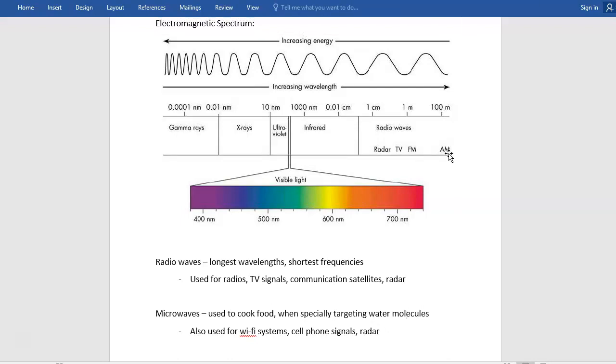Microwaves are probably most famous when we use them to cook our food, but that's actually a very specifically targeted range of microwaves, where it's targeting water molecules and causing the water molecules to vibrate. This is why foods that are very, very dry, for example, don't heat up as well compared to wet foods. But if you use other parts of the microwave spectrum that don't target water molecules, you can use it for Wi-Fi, for our cell phone signals, even for a form of radar.